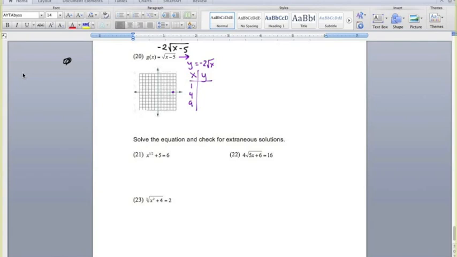We want to plug them in. Square root of 1 is 1 times negative 2 gives negative 2. Square root of 4 is 2 times negative 2 gives negative 4. Square root of 9 is 3 times negative 2 gives negative 6. Then I want to plot these from the end point. So I want to go over 1 and down 2 from the end point, not from the origin.